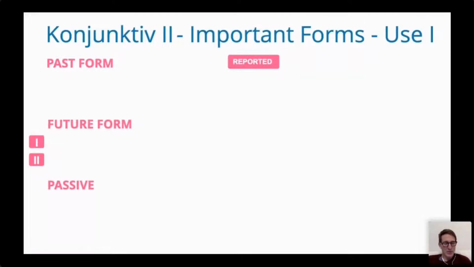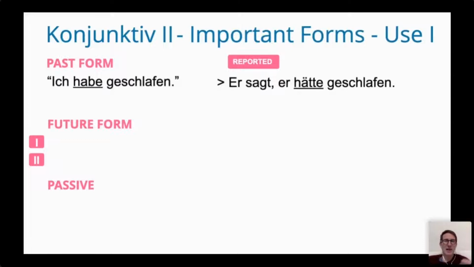And now let's take a look at a couple of forms. And again, don't try to remember them. Just go with the flow. Ich habe geschlafen, says someone directly. And if you report that, sagt, hätte geschlafen. He said he slept. He would have slept, literal translation.